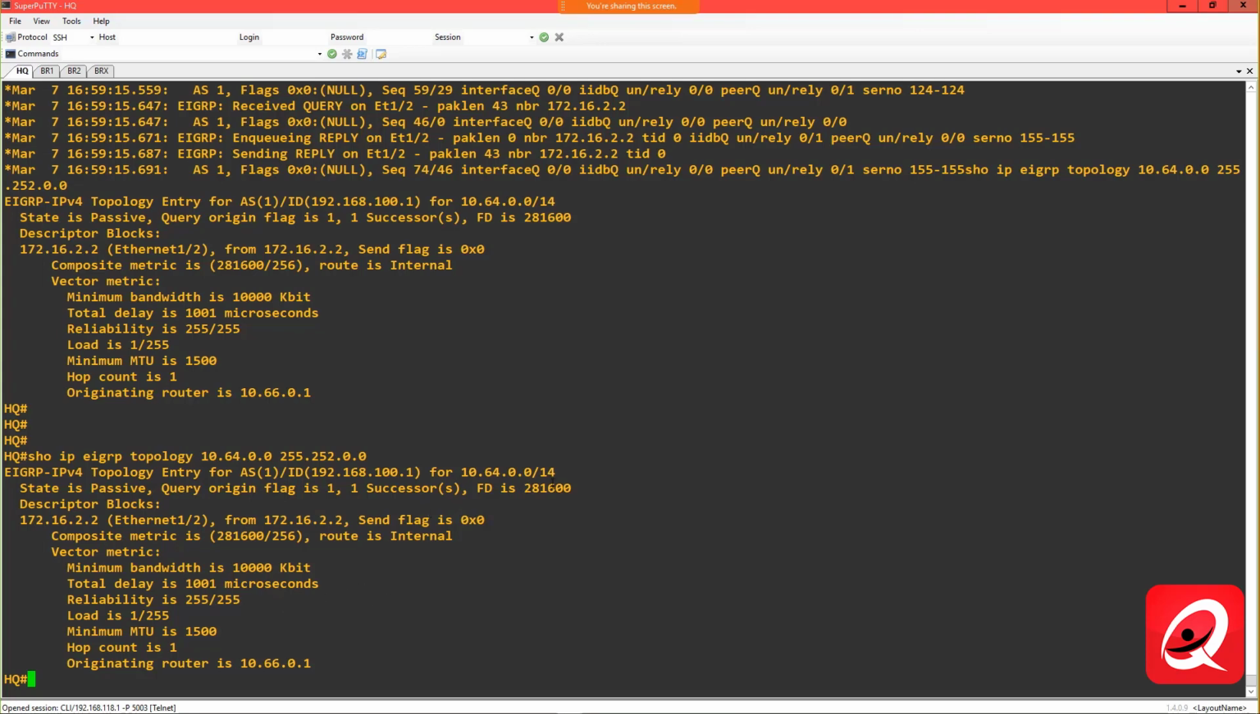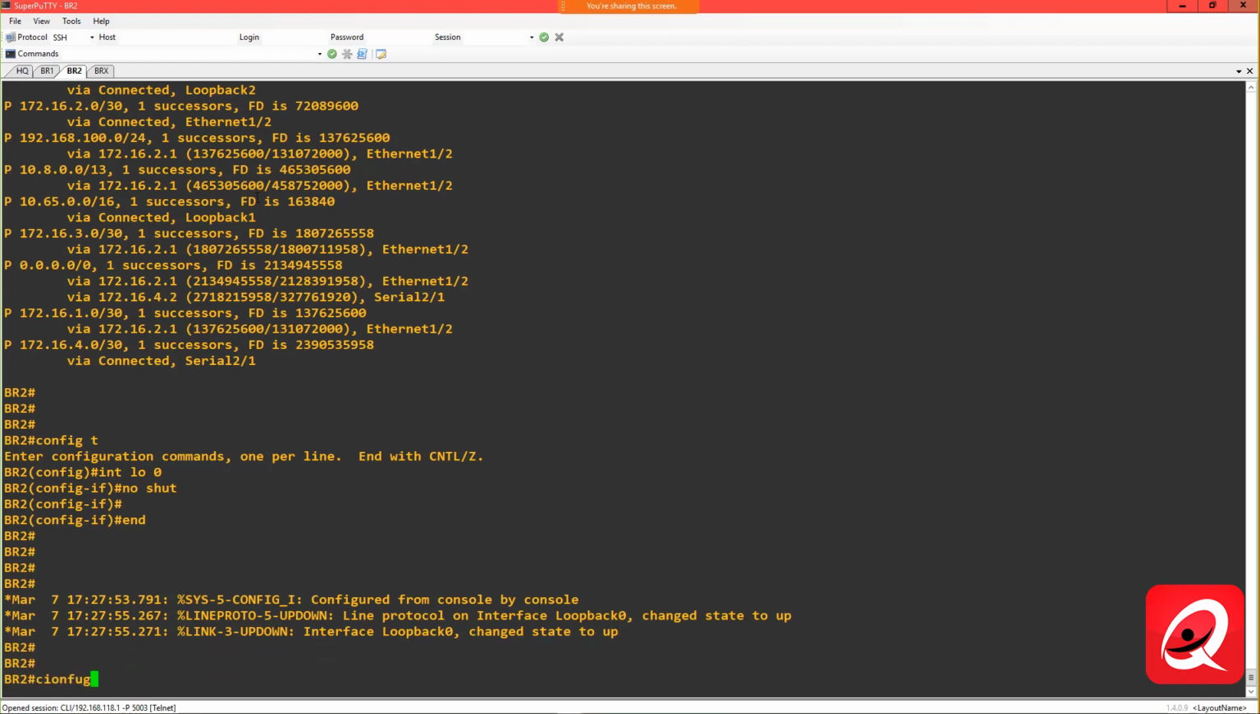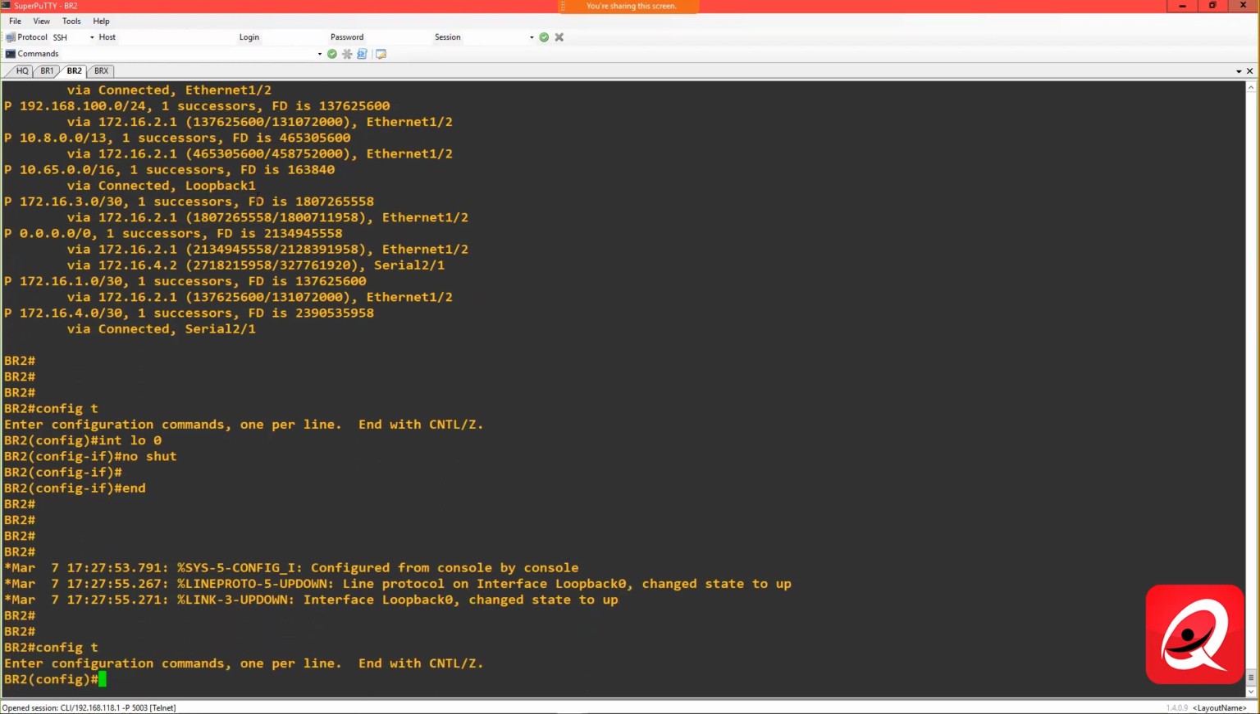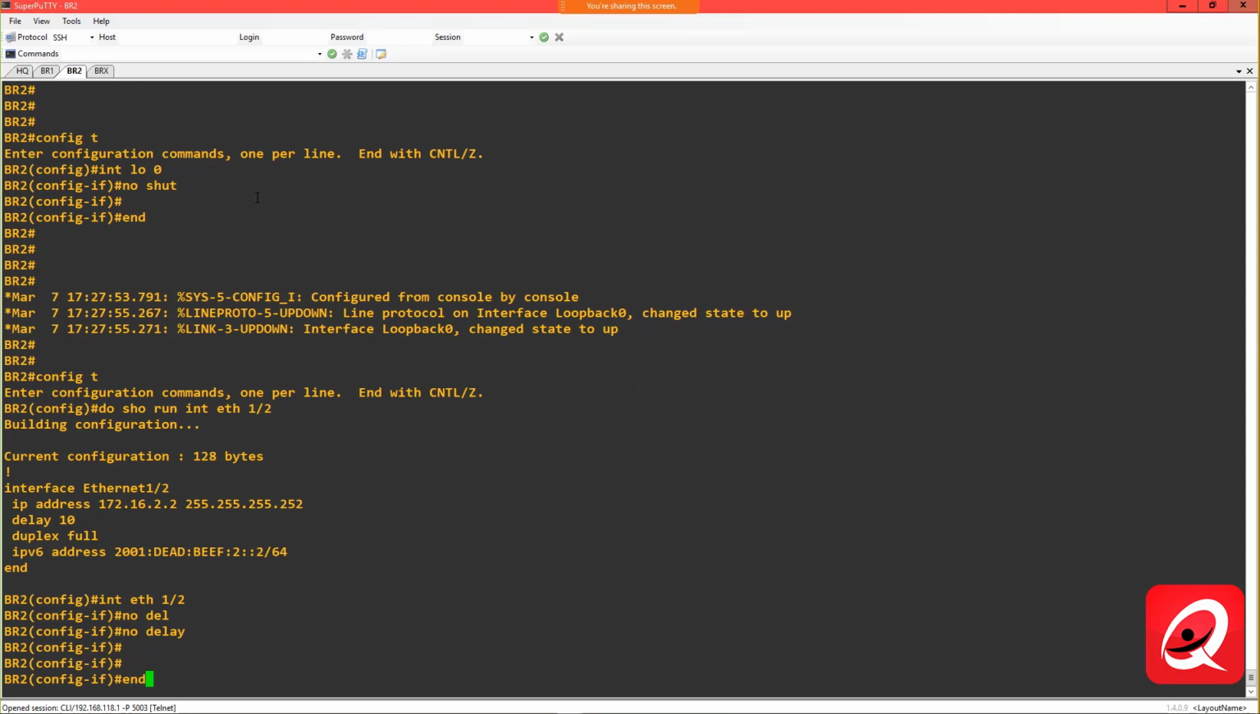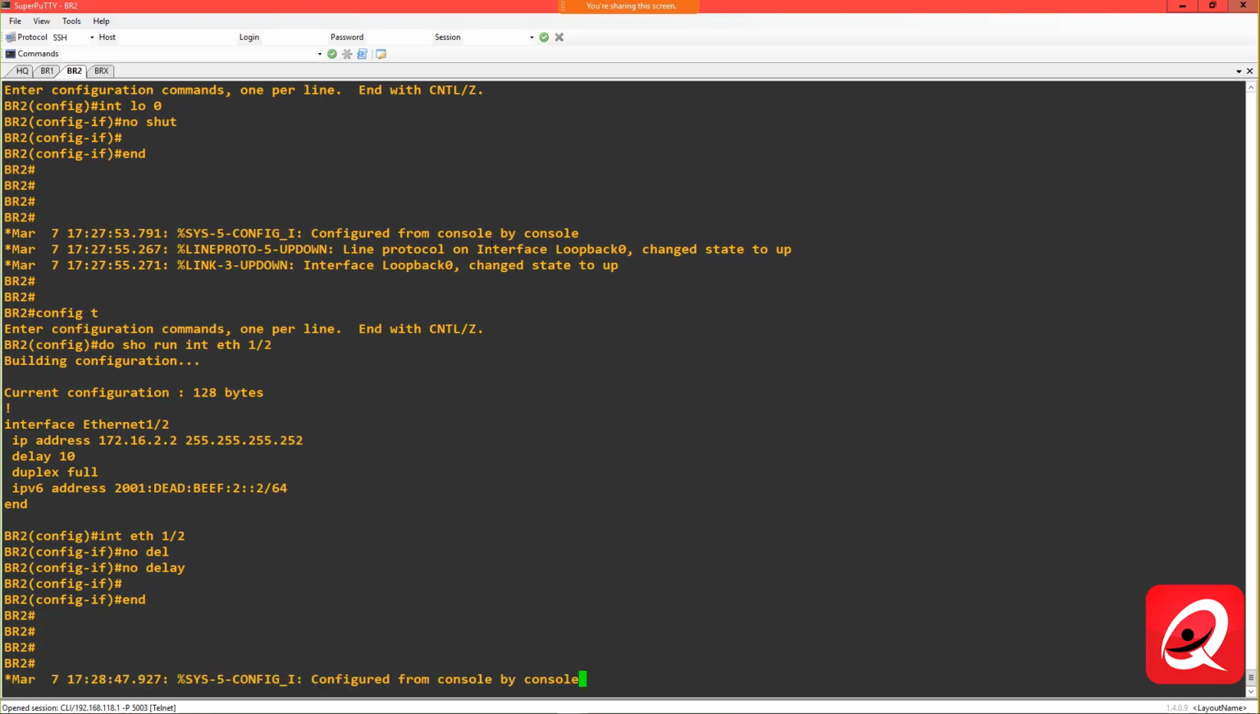I was thinking maybe it had something to do with the scaling factor that we were using. Remember, we use a scaling factor with wide metrics. And maybe I was miscalculating something in my head based on the scaling factor, but that doesn't appear to be the case. Otherwise, we would have seen the same thing with the Ethernet interface. In fact, let me fix that to do show run interface Ethernet 1.2. No delay.